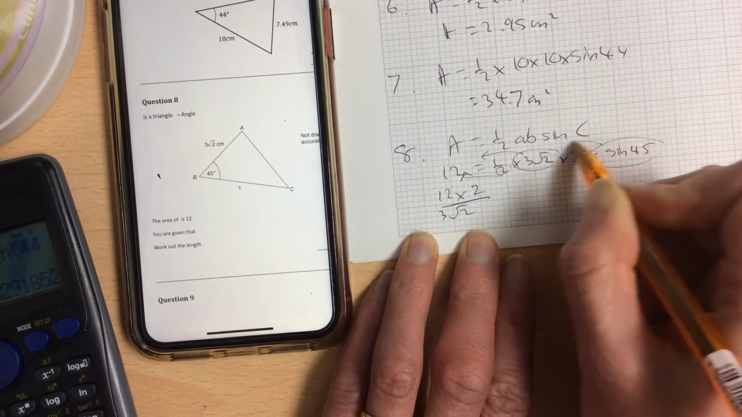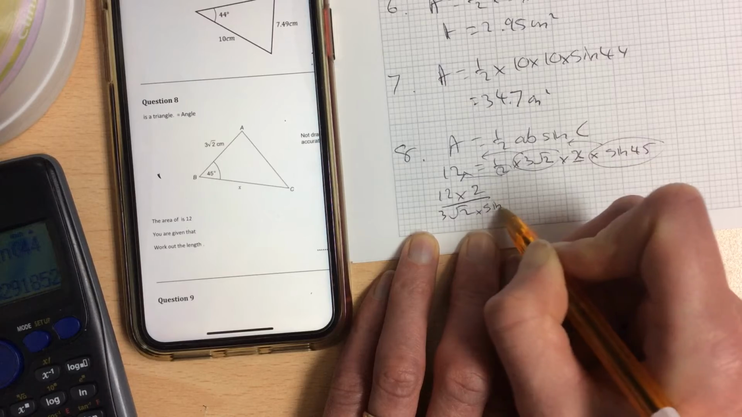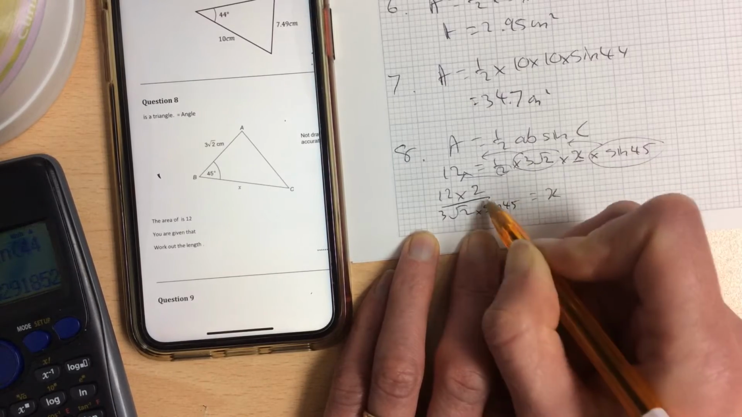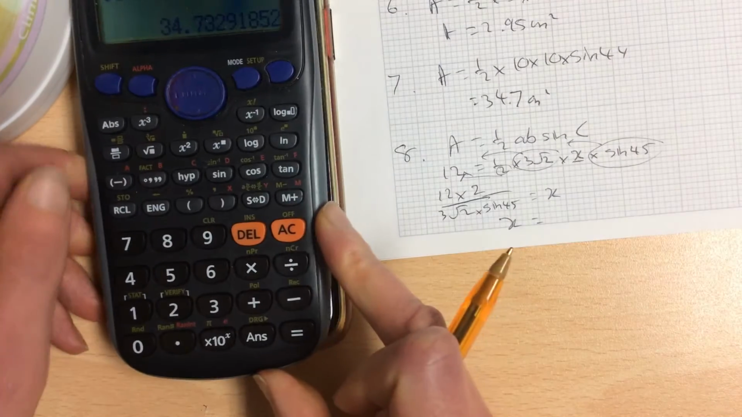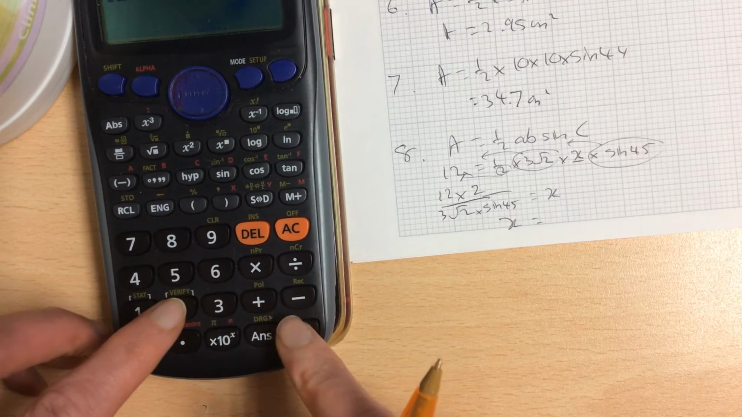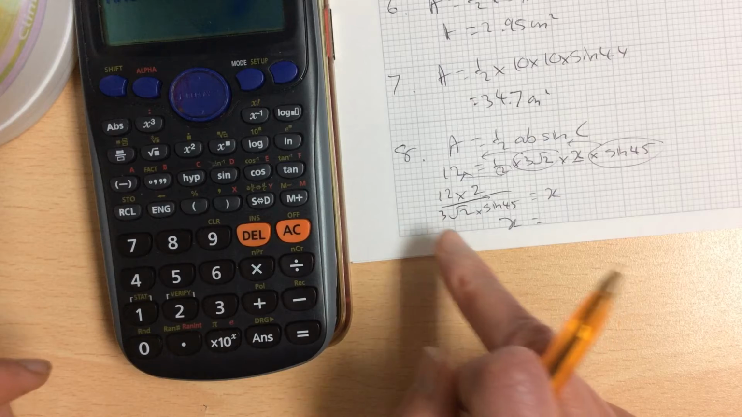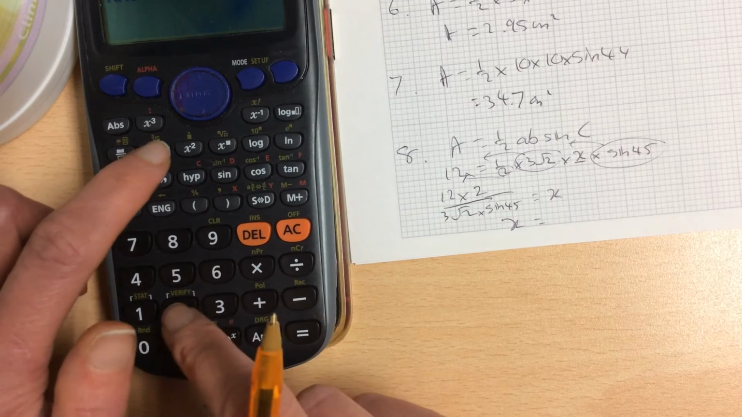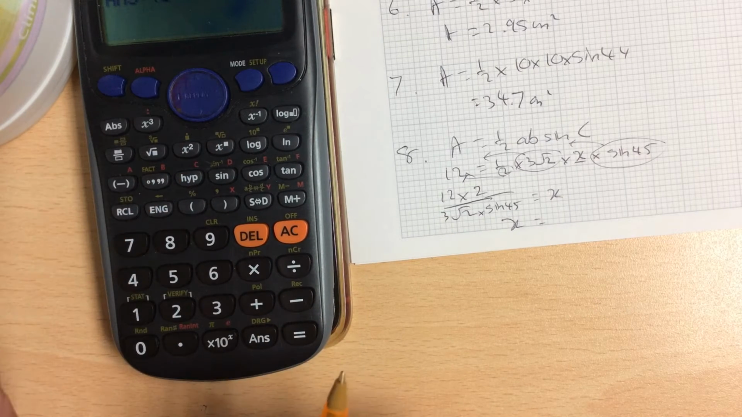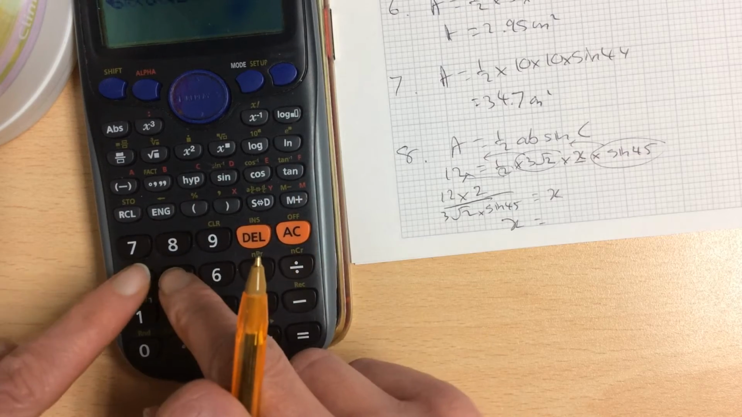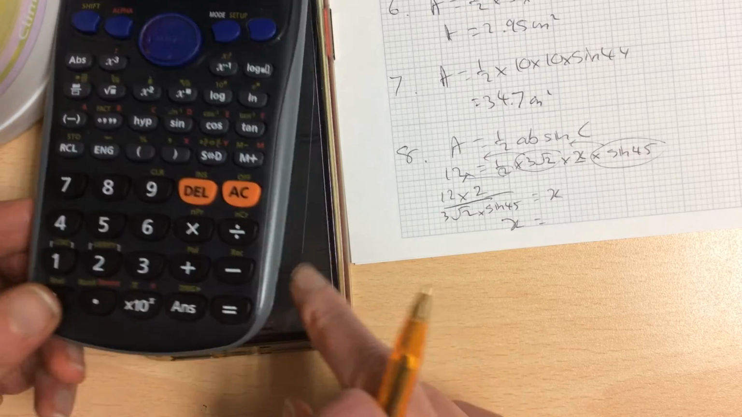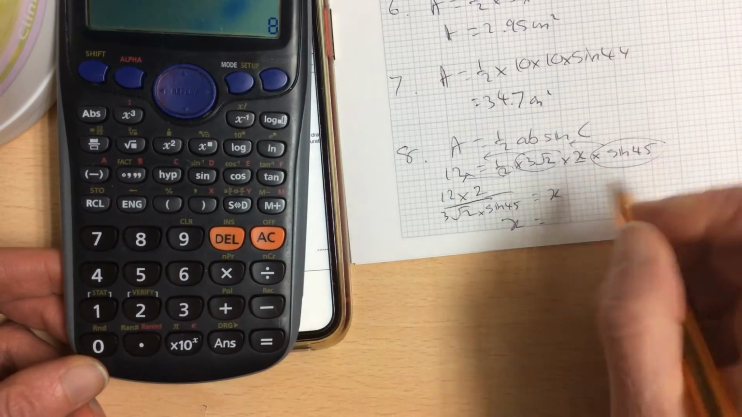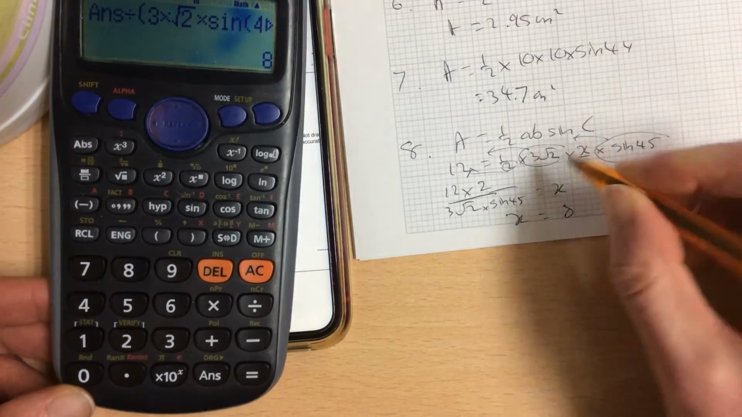This whole thing comes across as a divide as well. So you pop it in the bottom line equals x. And just putting that through the calculator, I'll show you how I do it here. So it's 12 times 2 equals, divided by, open brackets for the bottom line, 3 times root 2, just move it across out that root, times sine 45, close brackets for the sine, close the brackets for the bottom line, and press equals, and you get x equals 8.